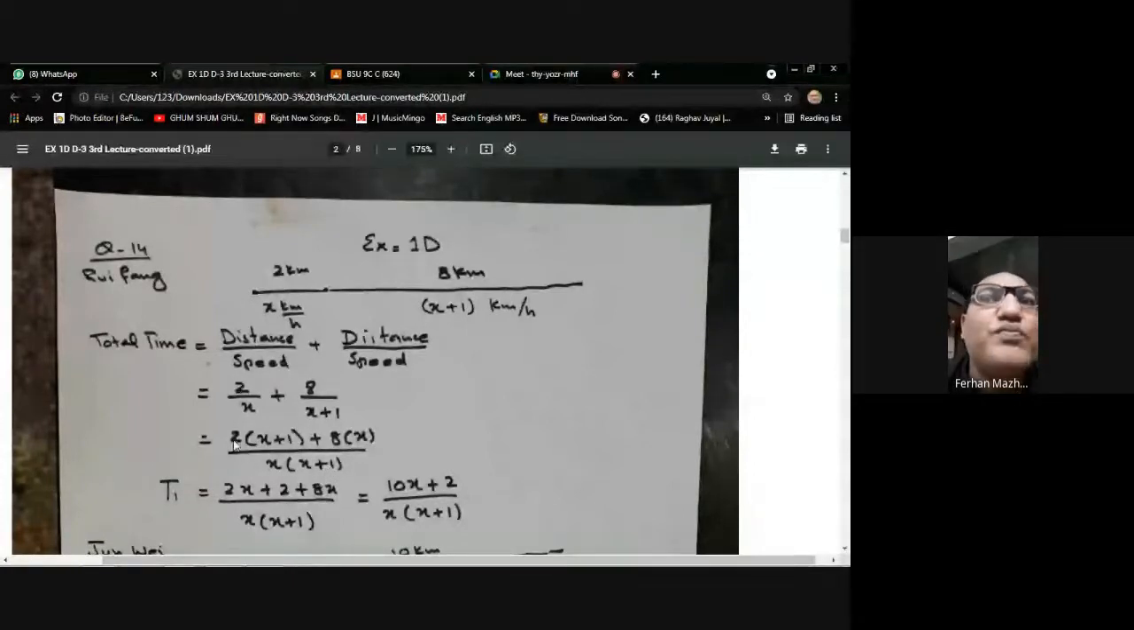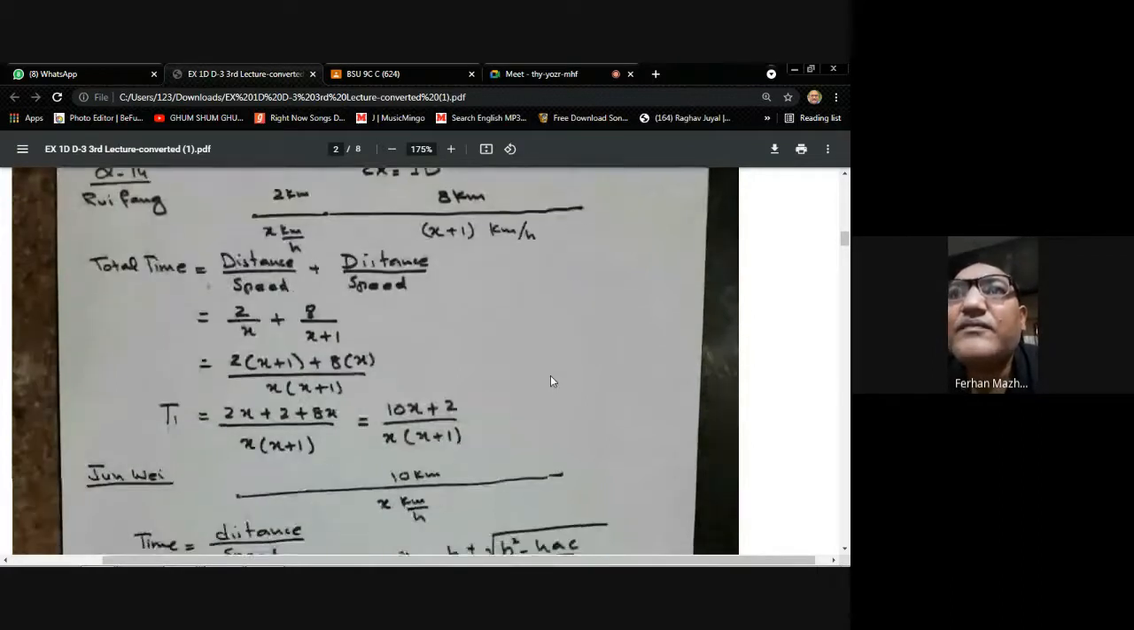So here I have written 2 bracket x plus 1 bracket close. Then I will divide the LCM, which is x into x plus 1, with this denominator. This x plus 1 will be cancelled. This x will multiply with the numerator 8, I mean you will have 8x. So I will have 2x plus 2 plus 8x divided by this thing. So this will make 10x plus 2 divided by x bracket x plus 1 bracket close.